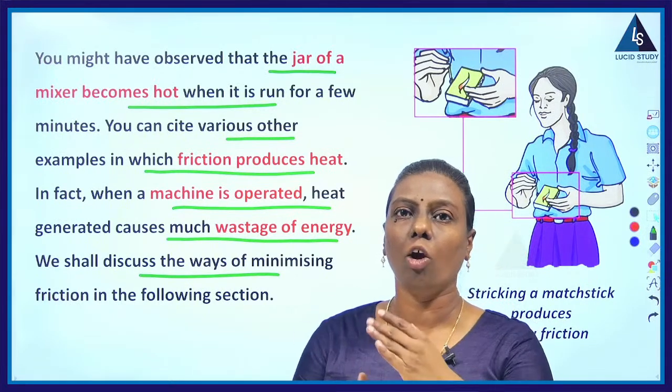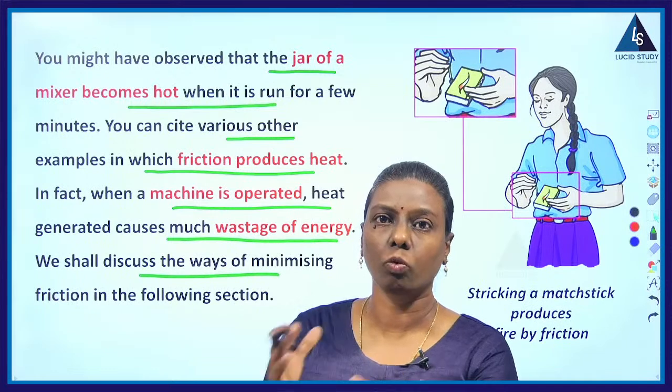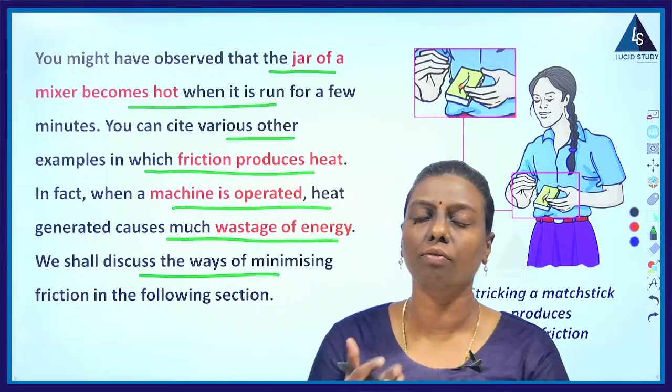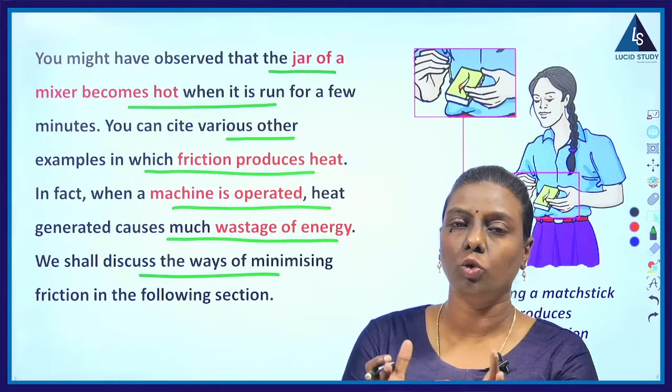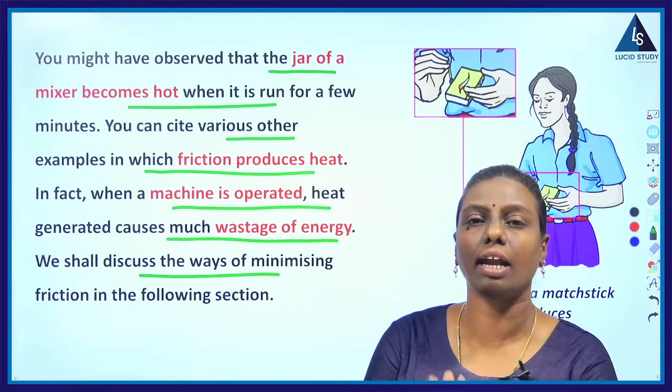When big machines are operated, the parts move one over the other. When they are moving, the first layer will be worn out. So to decrease that wearing out, how we have to minimize the friction, let us discuss.